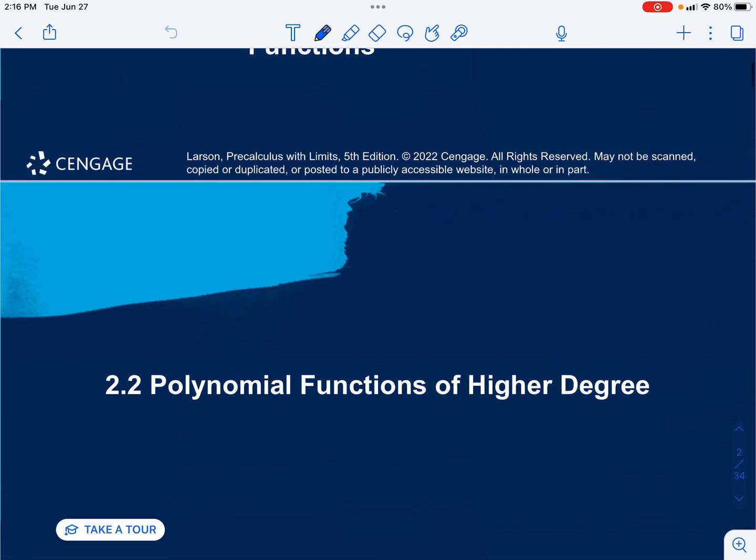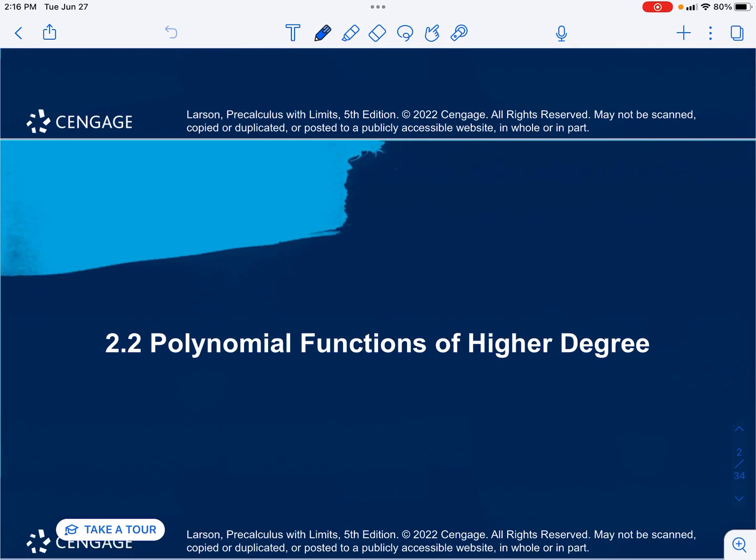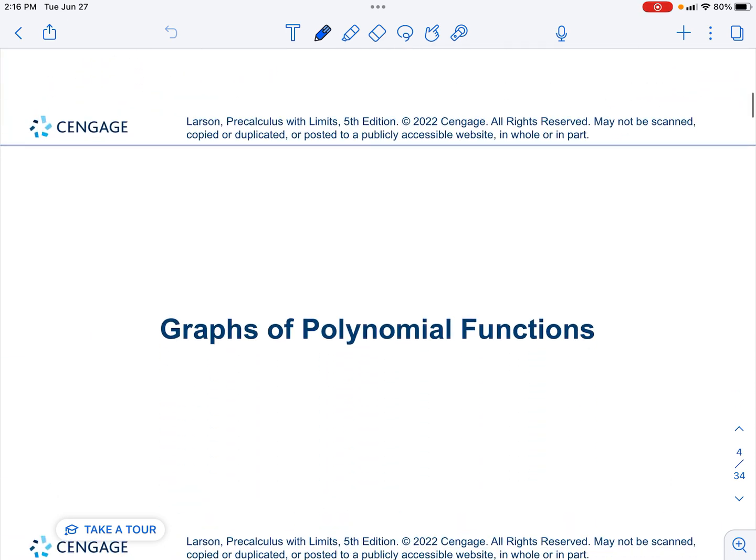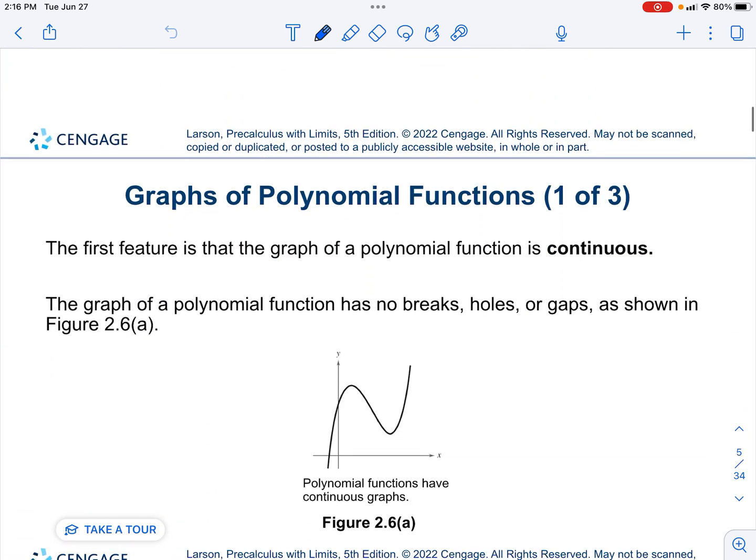Chapter 2, Section 2.2, Polynomial Functions of a Higher Degree. Here are our section objectives. And we'll start with graphs of polynomial functions.